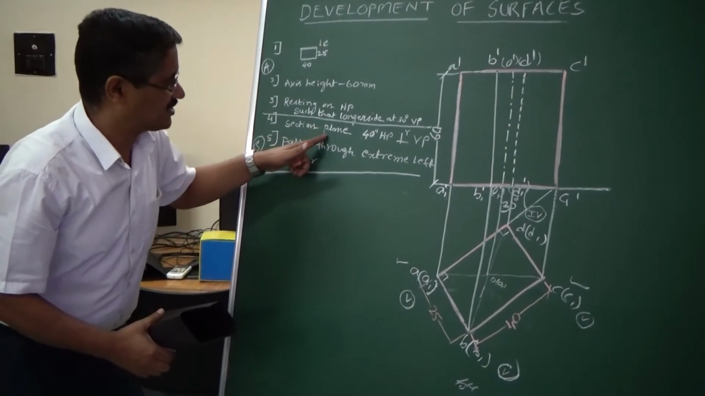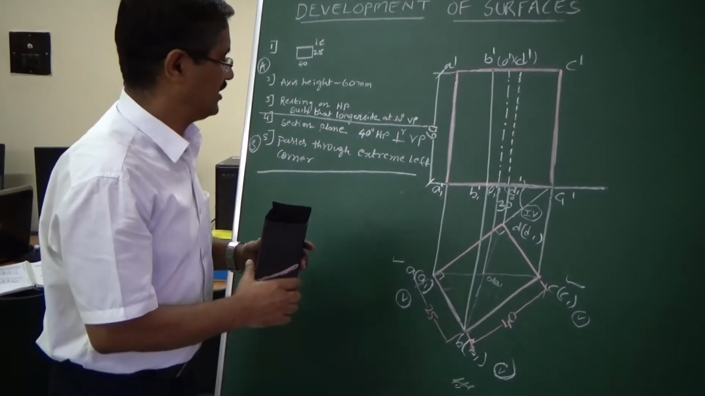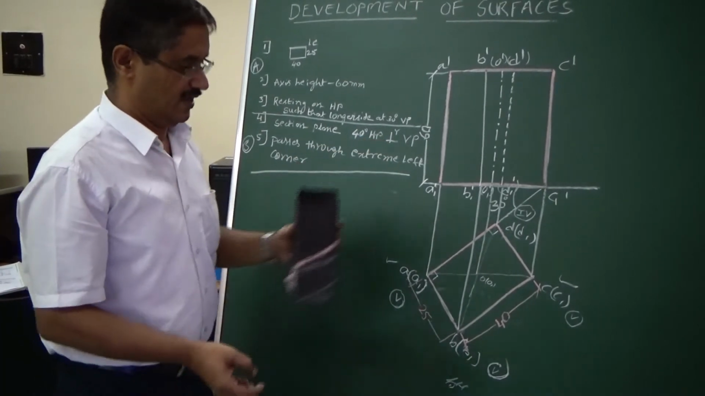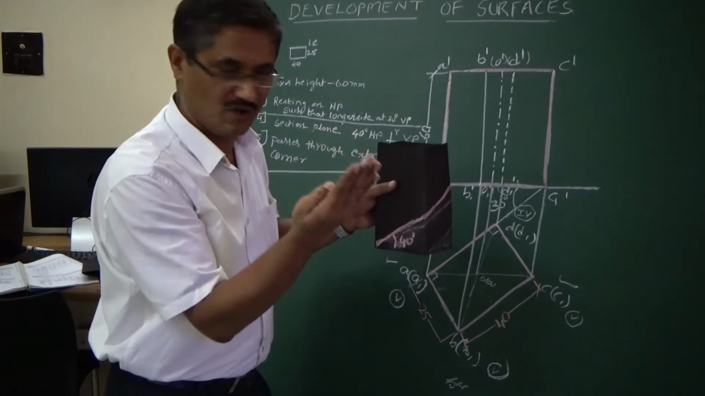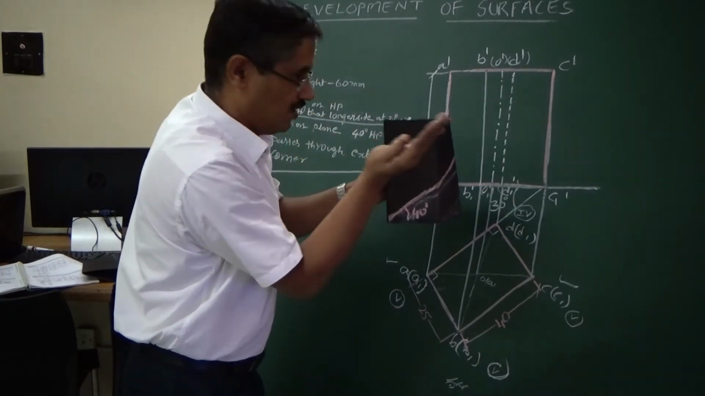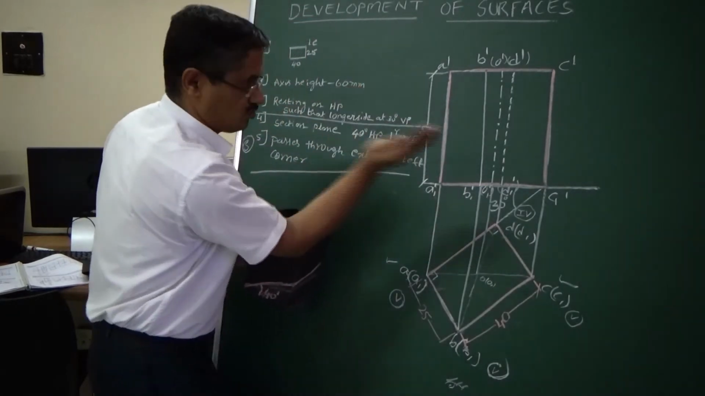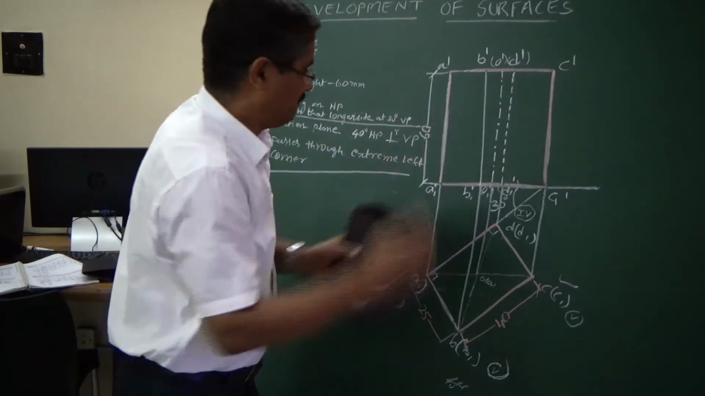You have to draw a section plane at 40 degrees to the HP, perpendicular to the VP. Perpendicular to VP means, assume my hand is a knife now. I have to pass a knife perpendicular to the VP, which means to the wall. In this case, to the board, like this.